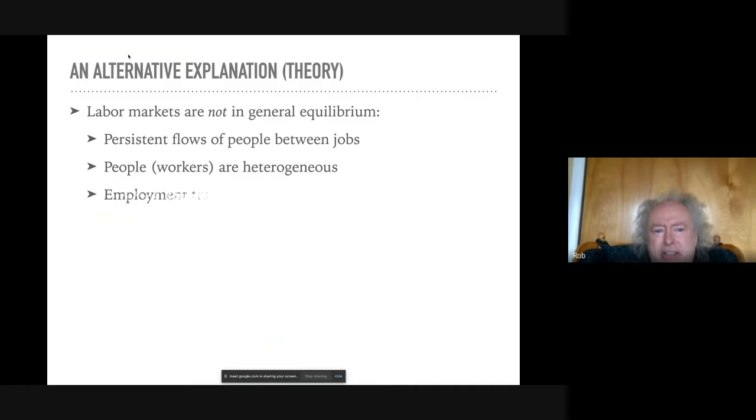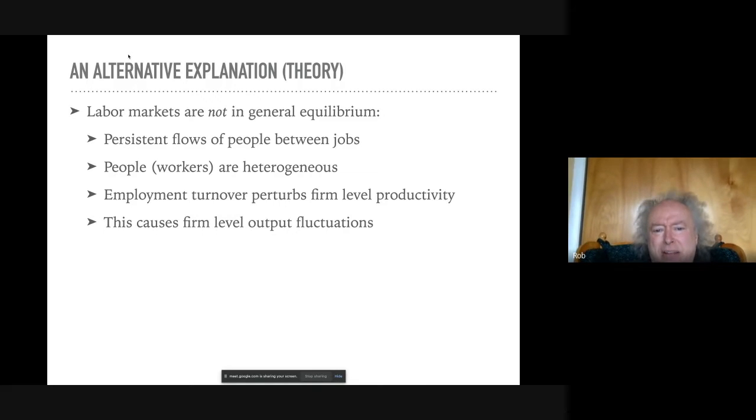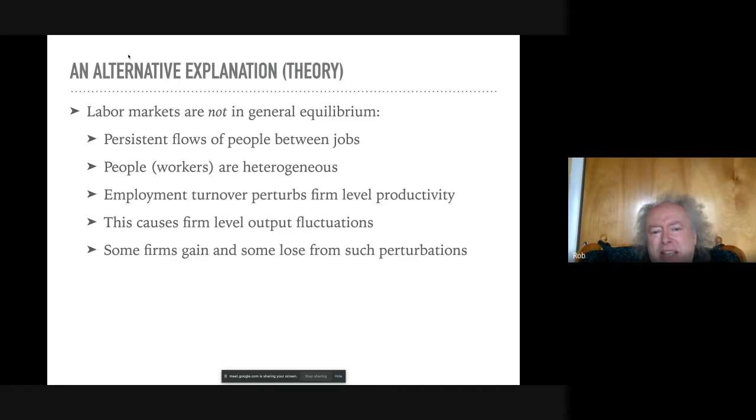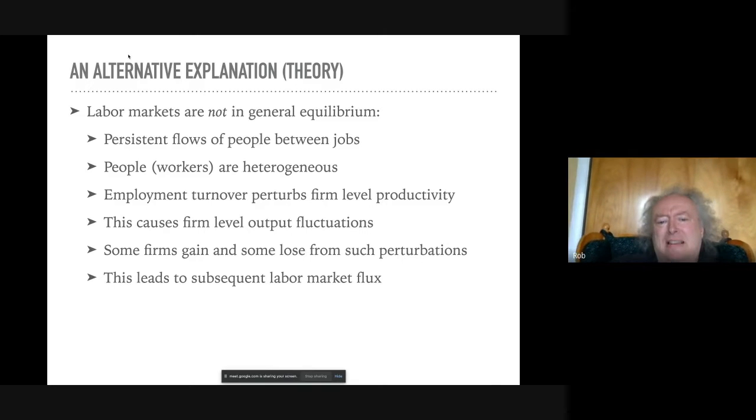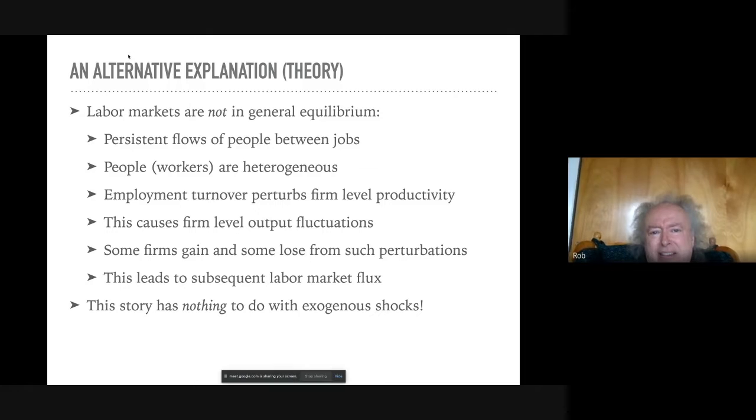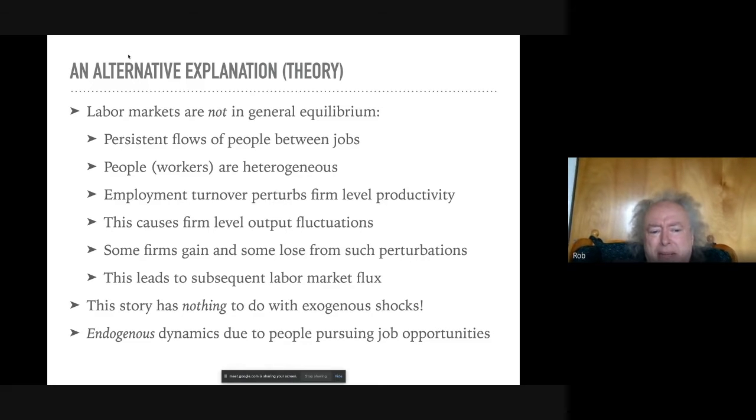The workers are going to be heterogeneous. There's going to be a notion that when people change jobs, it's going to cause ripple effects in the economy, and they're going to have downstream turnover effects. And this is going to cause output fluctuations, and some firms gain, some firms lose from these kinds of things. And then we're going to basically produce labor market flux out of this whole thing. And notice that this is going to be a completely endogenous story associated with why people are changing jobs and how it manifests itself, how it perturbs the rest of the economy. So I'm going to talk about a model basically with endogenous dynamics. All right, that's the point of departure versus an exogenous story of shocks.